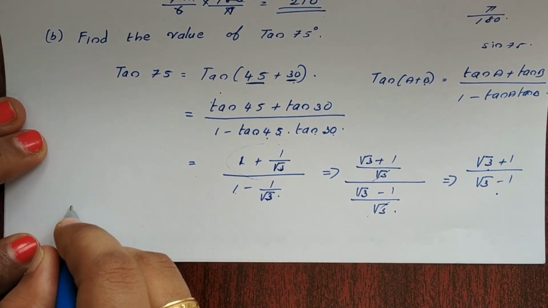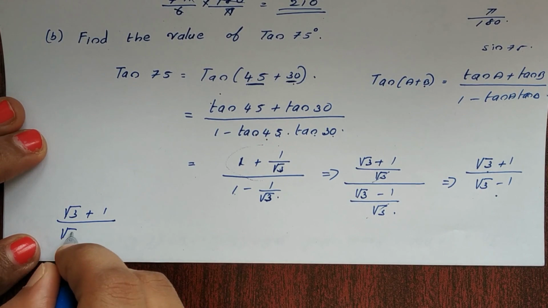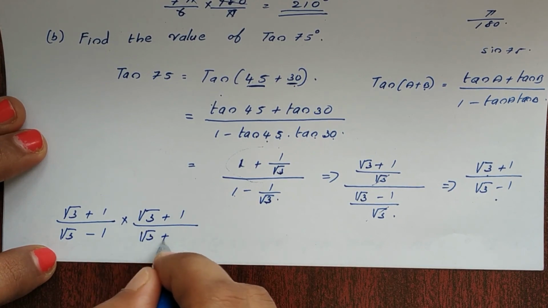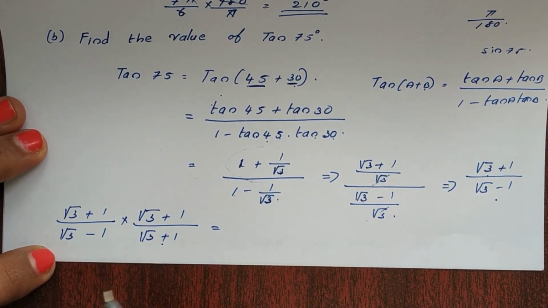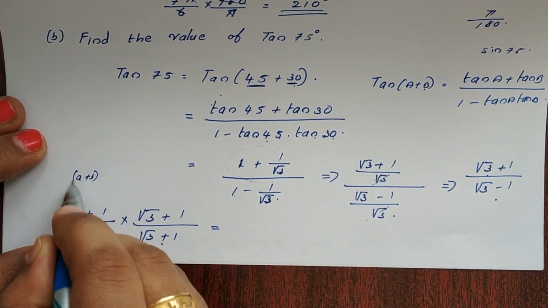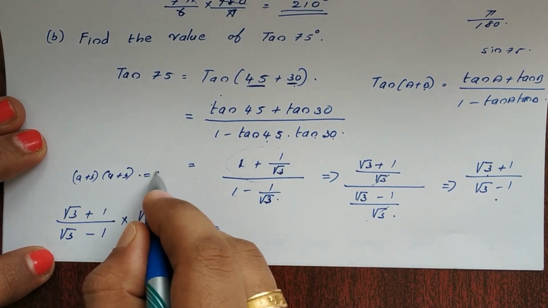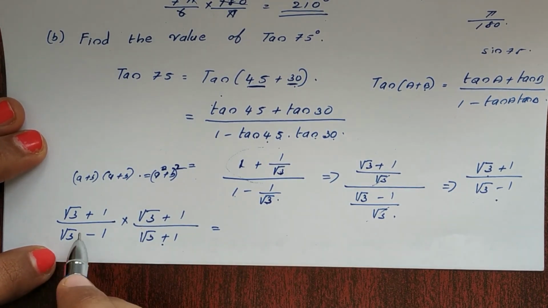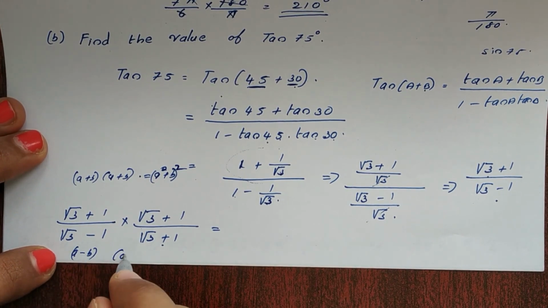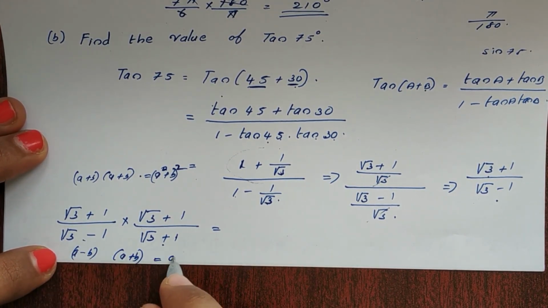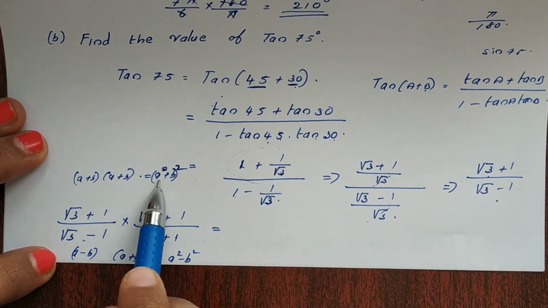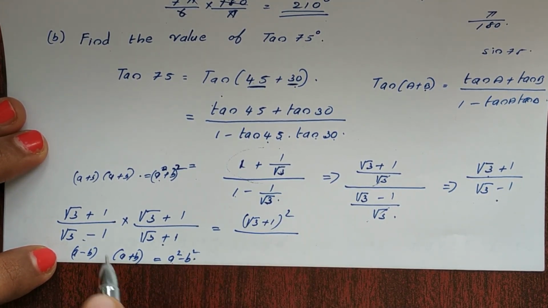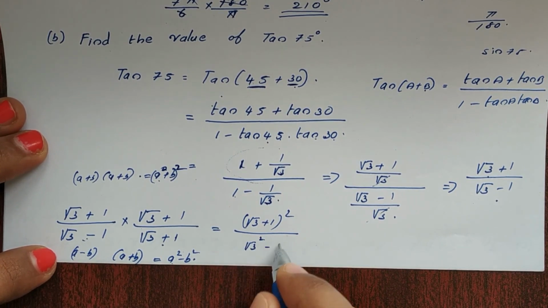Then we multiply by the conjugate. That is root 3 plus 1 divided by root 3 minus 1, into root 3 plus 1 by root 3 plus 1. In the numerator, a plus b into a plus b is a plus b the whole square. In the denominator, a minus b into a plus b gives a square minus b square, that is root 3 square minus 1 square.